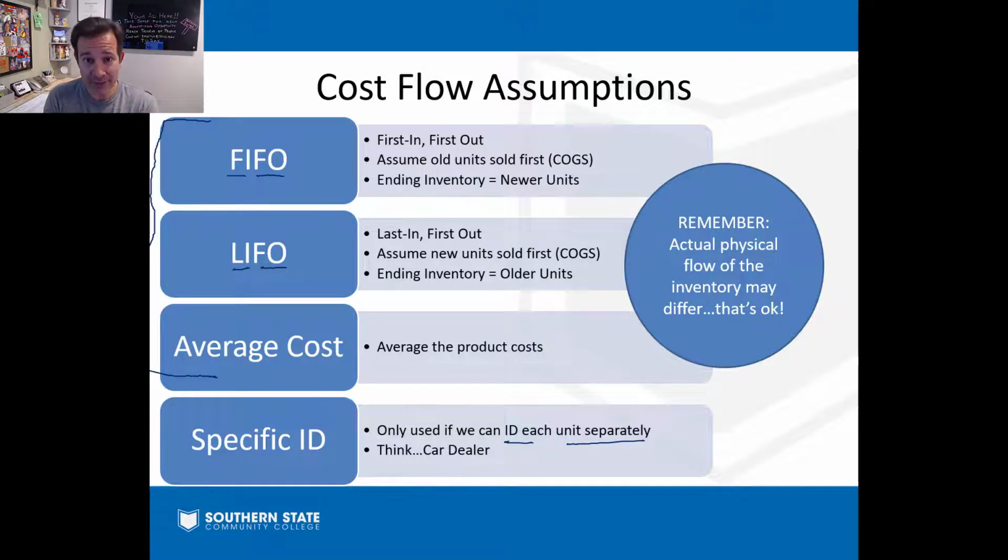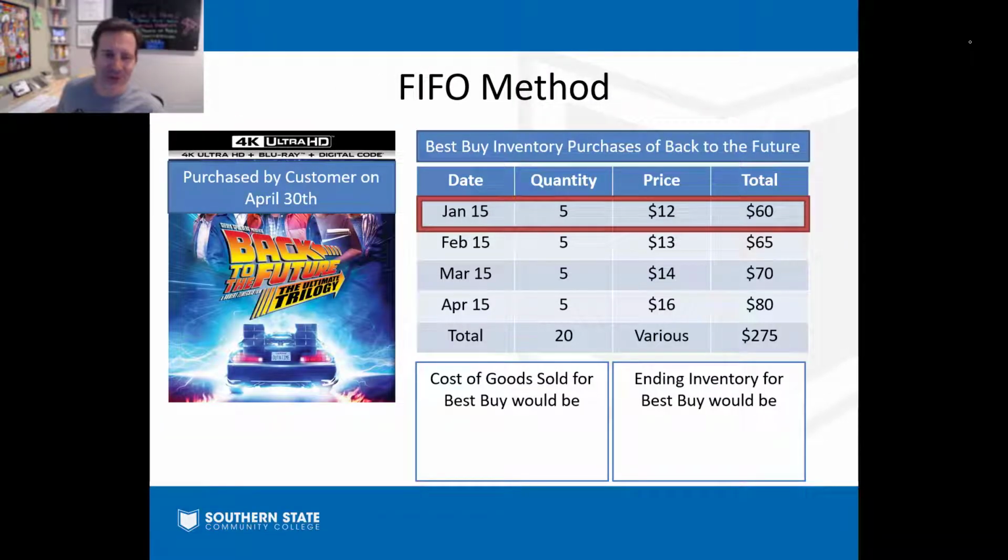And remember, the actual physical flow, what physical goods are leaving in one order might be different. That's okay. We're not worried about the actual physical flow here. Okay? We're just worried about assuming the cost and the cost flowing out. So let's do a couple examples here. Back to the Future trilogy here. We're using the FIFO method. You remember, I went in and bought my 4K video on April 30th.